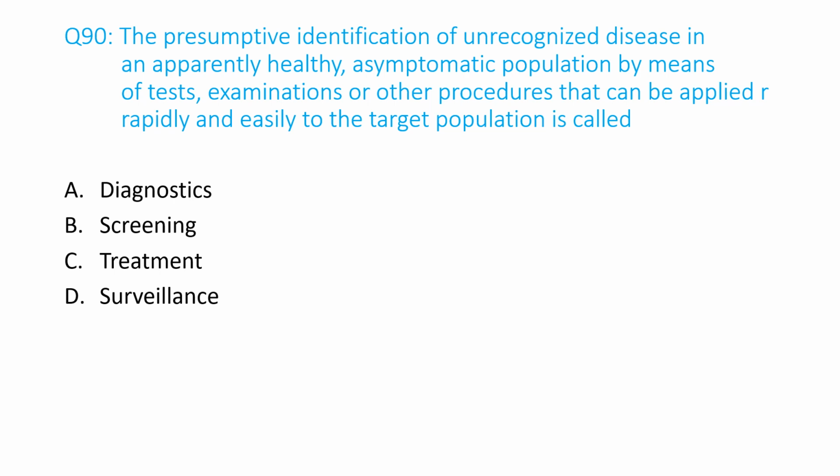And the answer is question number 90. A presumptive identification of unrecognized disease in an apparently healthy, asymptomatic population by means of tests, examination, or other procedure that can be applied rapidly and easily to the target population is called A. Diagnostics. B. Screening. C. Treatment. D. Surveillance.